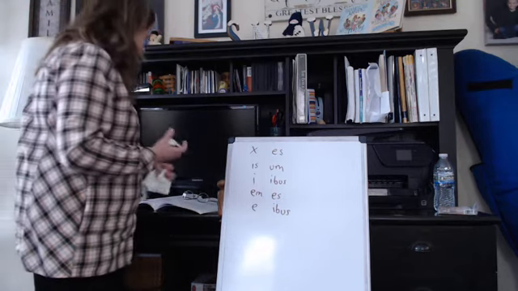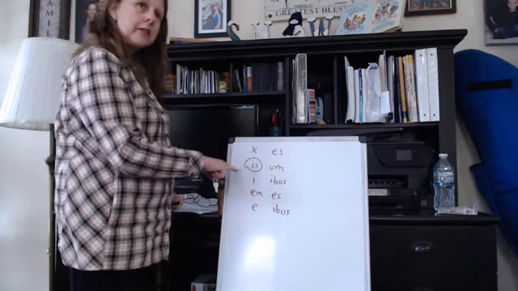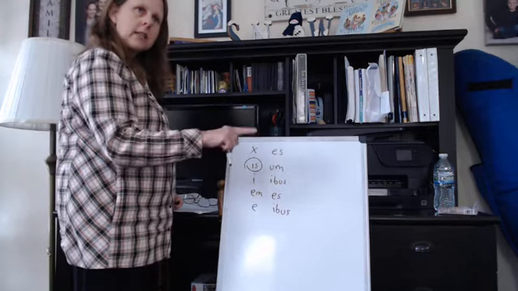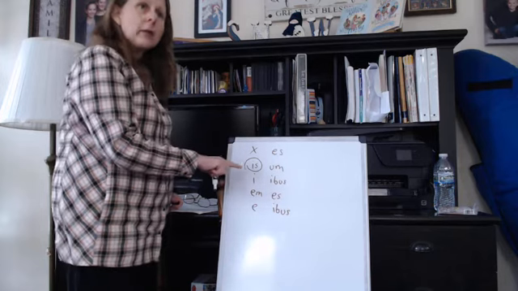So the genitive of third declension is is. So when they give us the nominative and genitive, the genitive is always going to end in is. That's how we know it's third declension.